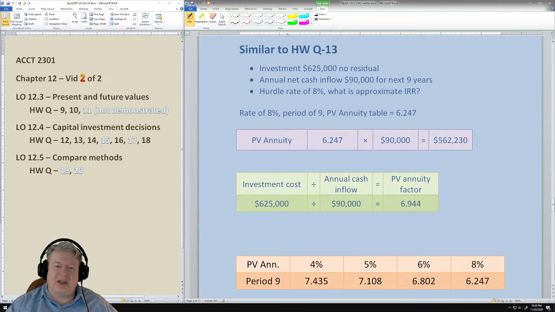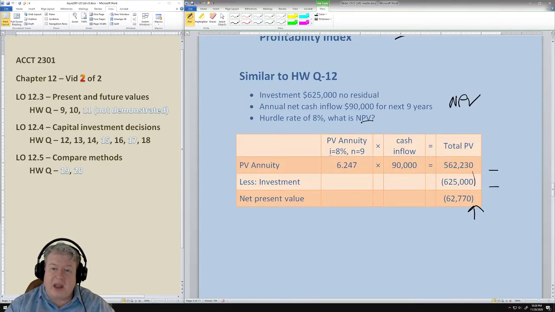Okay, here is another one. Investment of $625,000, annual net cash flow $90,000 for next year's hurdle rate of 8%. So sometimes they use the word discount rate or hurdle rate. What they're meaning, this is the rate that you need to use on the table. So this is the same as the last question, right?